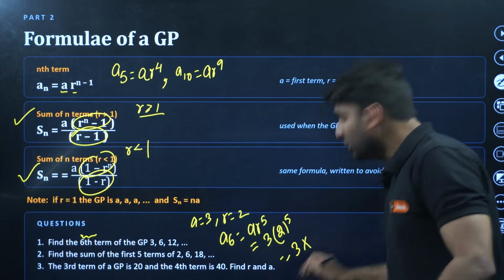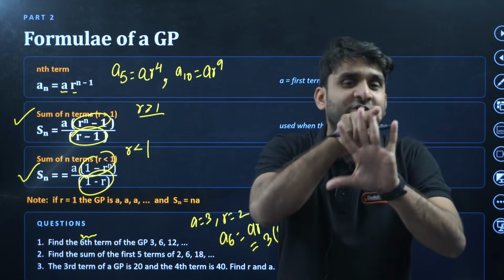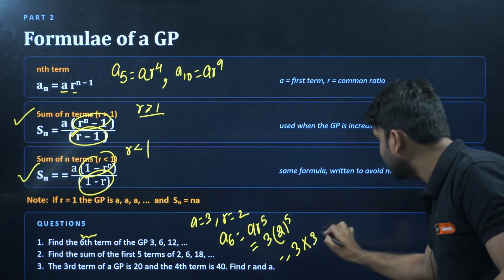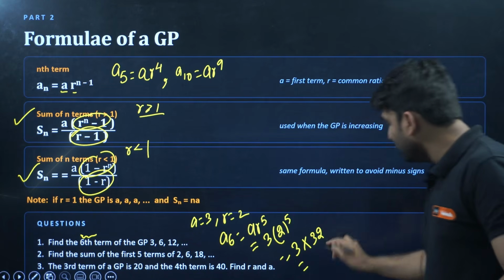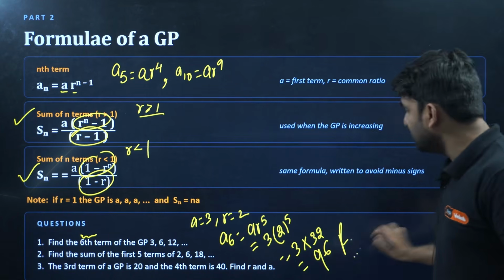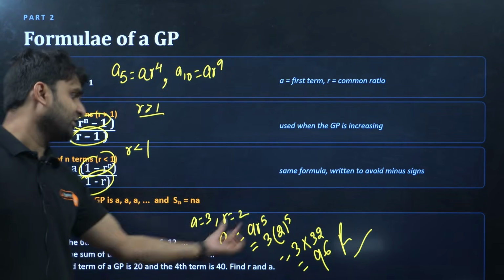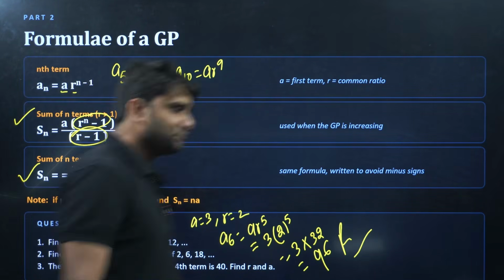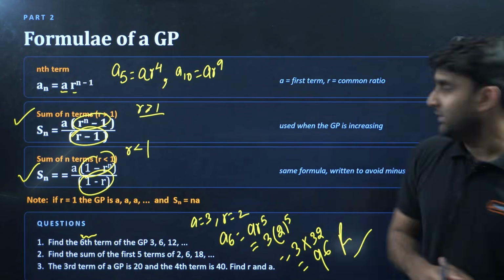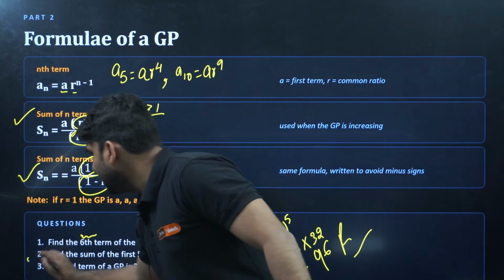Let's solve this. 2 to the power 5: 2, 4, 8, 16, 32. So here it is 32. So my dear champion, 3 times 2 is 6, and 3 times 3 is 9. 96 will be the sixth term of this AP. You can check it once. Clear, everyone? Okay.